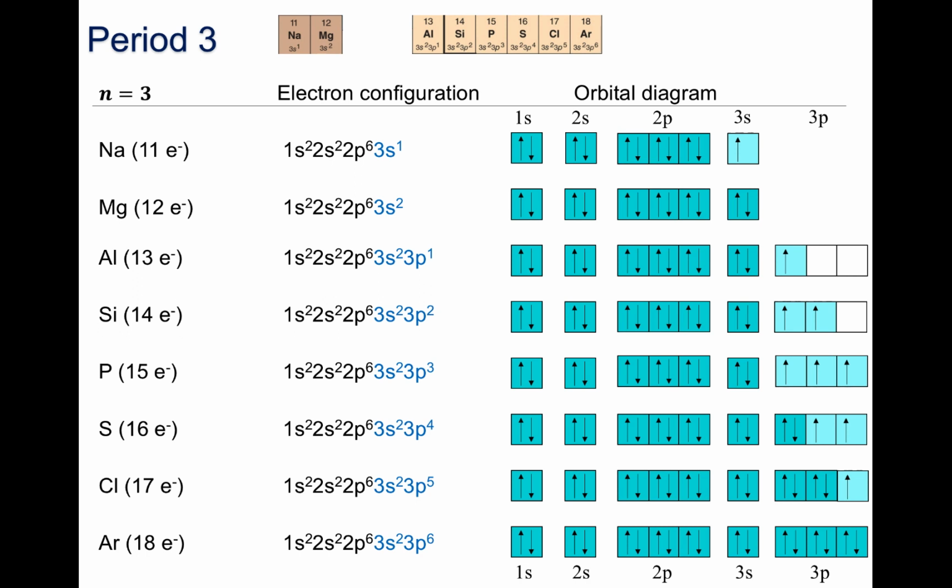Period 3 is very similar to period 2, it's just one energy level higher. We have a 3s sublevel and we have a 3p sublevel. And as you move across the period, you add an electron. Once the 3s sublevel is full, you move to 3p and add electrons until you hit 3p6 at argon, which represents a completely full 3p sublevel.